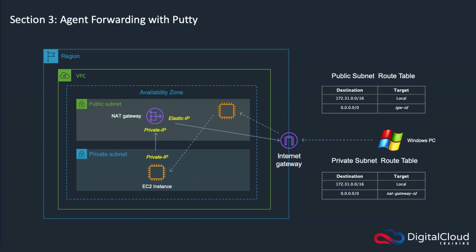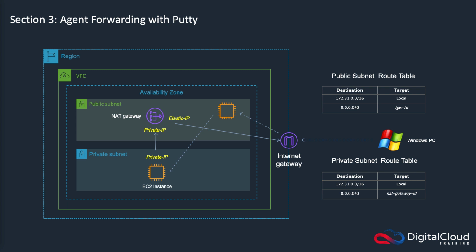Some students have had difficulty connecting to the instances in the private subnets using agent forwarding when they're connecting from a Windows PC. So in the labs, we've used agent forwarding using SSH. And when you use a Windows PC, you have to use PuTTY and a tool called Pageant. I want to show you how to do that in this lab, just to make it absolutely clear.